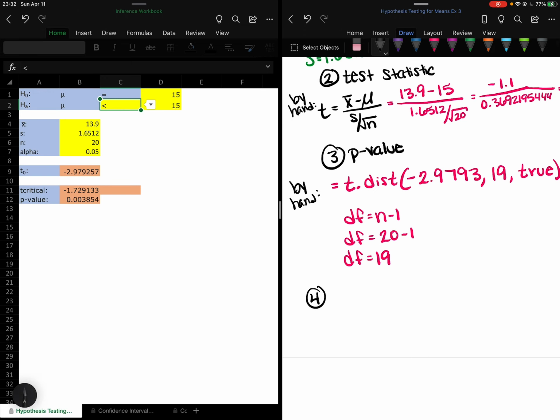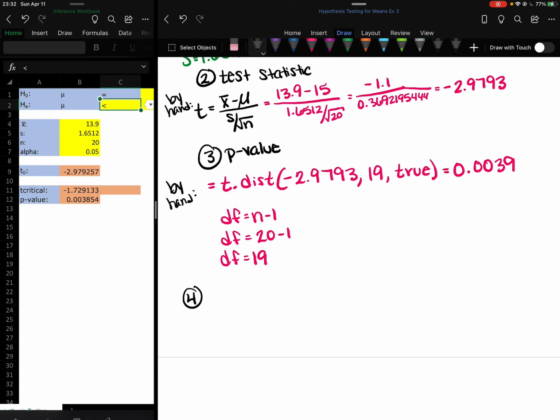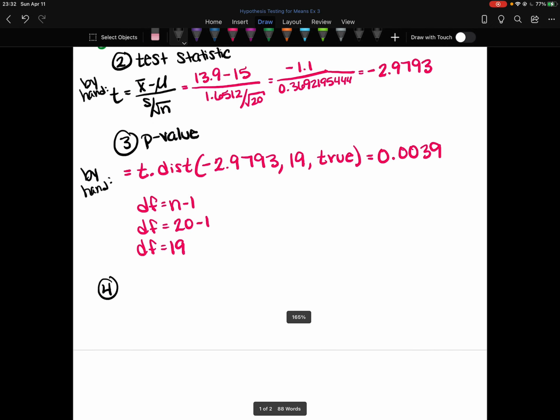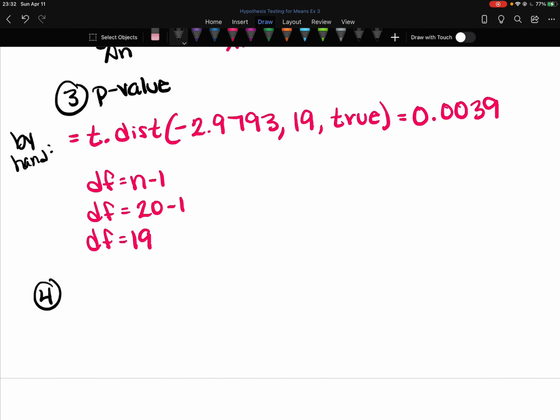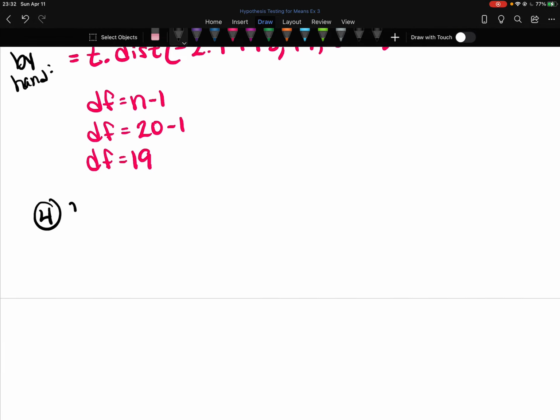So this takes us to our last step. Minimize that. Actually, I can just get rid of that. Whoopsies. So we're on our last step. Make this nice and big. We are going to write out our conclusion and our interpretation.